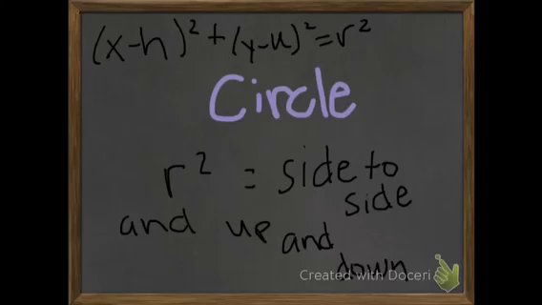The next conic we're going to work on is the circle, and the equation is up at the top if you need it. And r squared is going to be the side to side and the up and down, so the r is basically going to do the a and the b job.